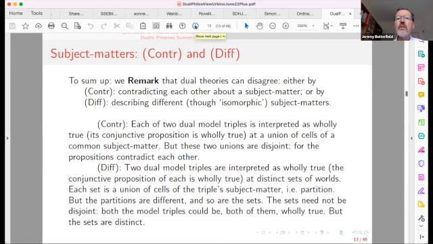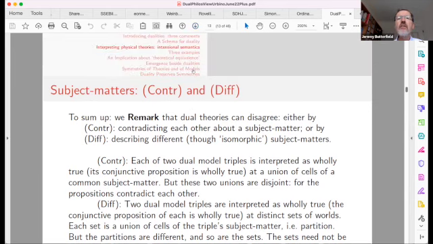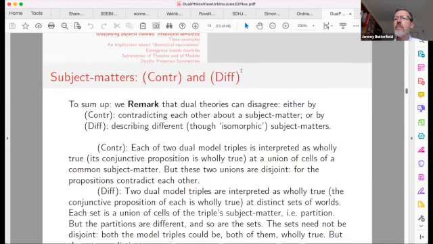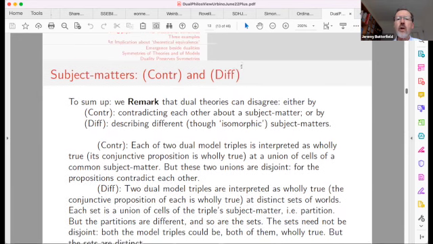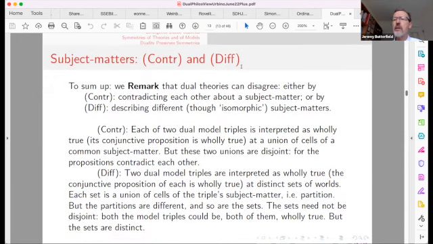Okay, so this is the end of my second part, the intentional semantics. And if I may, I'll invite discussion or questions or comments on what I've said so far.